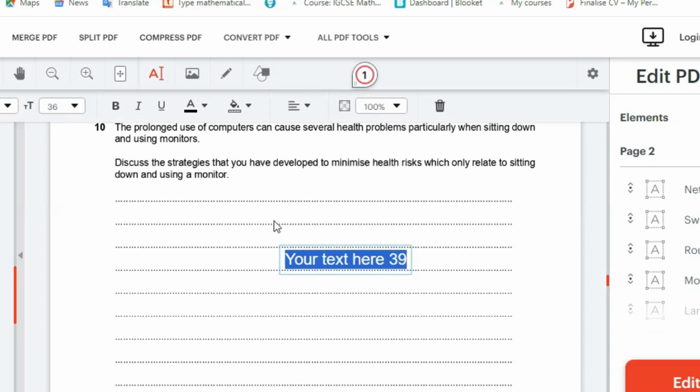1. Using a flat screen monitor can reduce eye strain and headache. Using a flat screen monitor can reduce eye strain and headache.